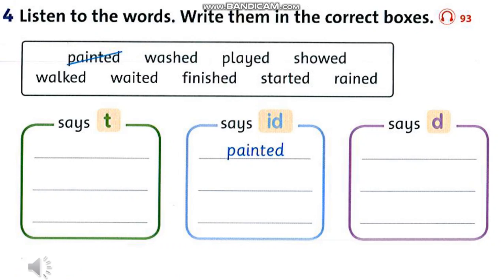Now you listen to the words, write them in the correct boxes. Listening 93. Listen to the words. Write them in the correct boxes.